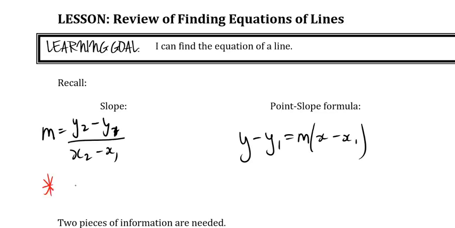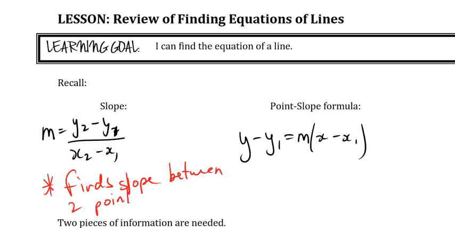Okay, so what does this one do? This one finds slope between 2 points. Very good. So the input is 2 points, and the output is slope. To use it, I need to have 2 points. What does it give me? The slope between them.